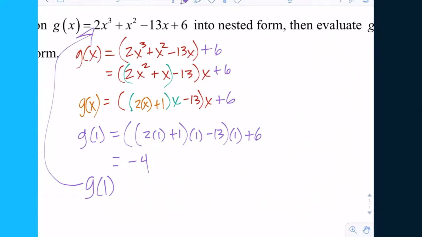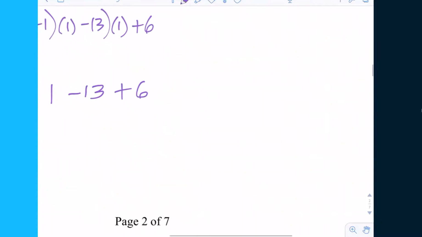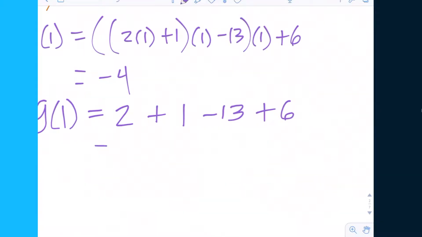If I use direct substitution, I get 1 to the third power, which is 1, times 2 is 2, plus 1 squared is 1, minus 13 times 1 is minus 13, plus 6. So notice I have to do this now as a two-step process. I have to evaluate 4 separate things, write them down, and then come back and combine 4 separate things. Oh my gosh. Let's do that then. 2 plus 1 is 3. 3 minus 13 is negative 10. Negative 10 plus 6 is negative 4.